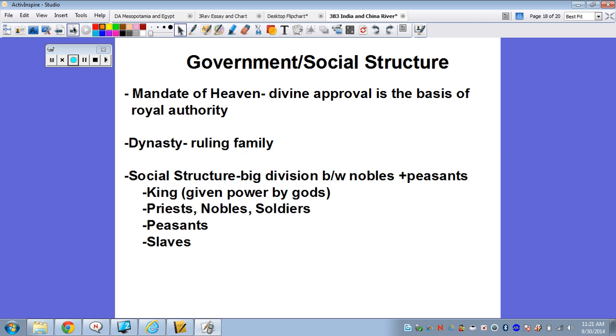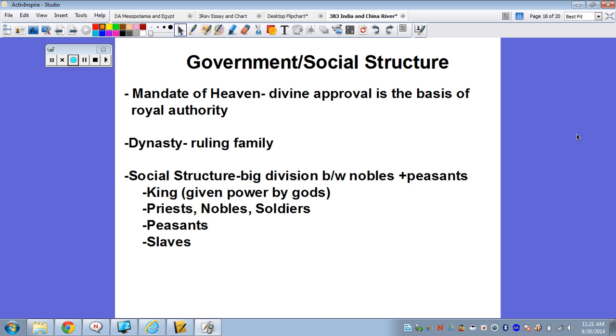So moving on to government and social structure. The big thing with Chinese government, we know that there are dynasties. We have dynasties in China that are basically ruling families. So we know the leaders are hereditary, and that hereditary family is going to be a dynasty. We're going to call it a dynasty in China.